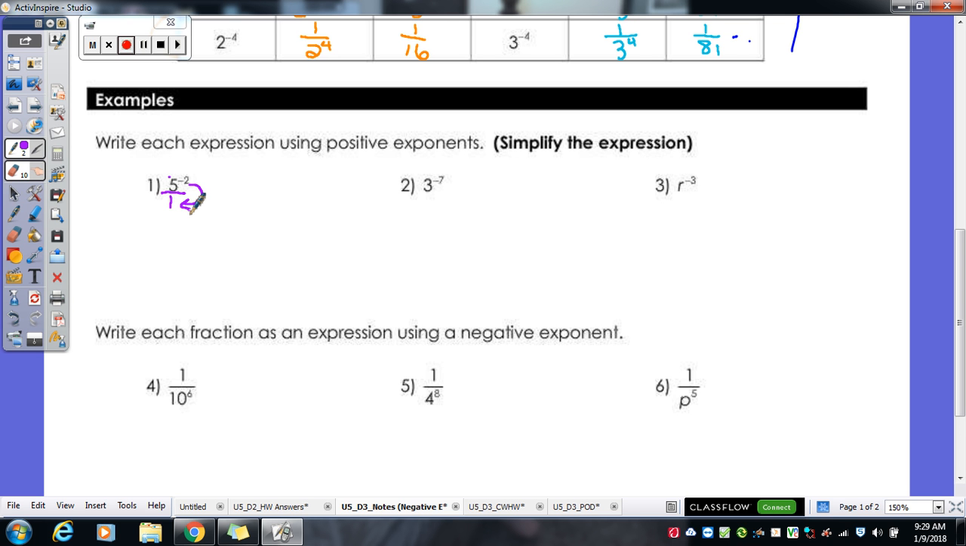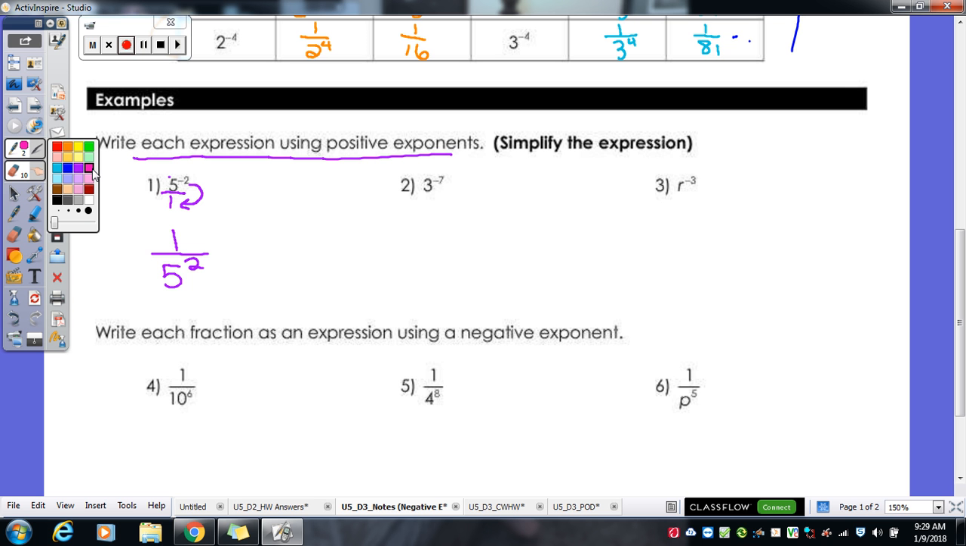So once I move that 5, though, what's left up top? You always need that placeholder. You always got to have a placeholder of at least 1 up there. So we get the 1 up there, and then this becomes 5 to the positive 2. Now normally we would clean this up and write it as 1 over 25, but right now we're just practicing writing it using positive exponents, so we're not going to take care of that right now.